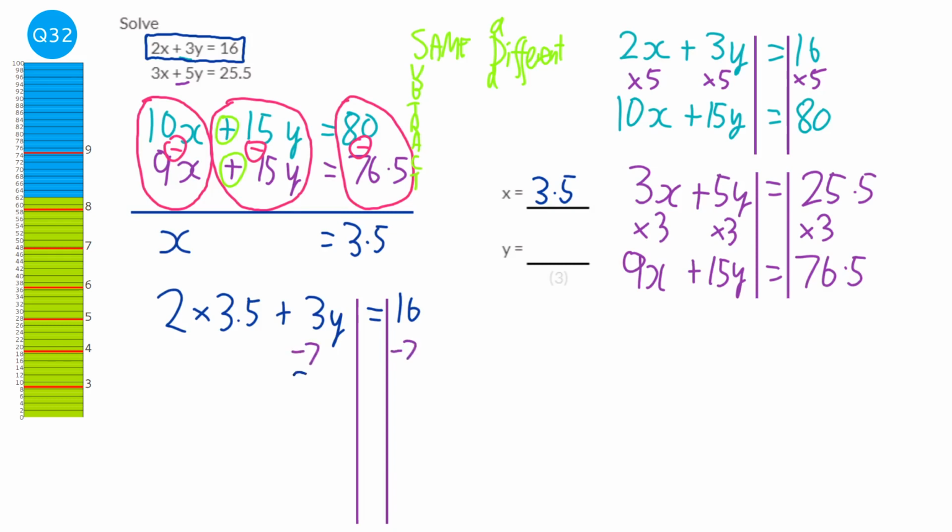And we've got 3y equals 16 take away 7, which is 9. And then we're going to divide by 3 both sides to get what y is. And so 9 divided by 3, which is 3. Now we can check this by substituting that in to our second equation and see whether it equals 25.5, which it does.